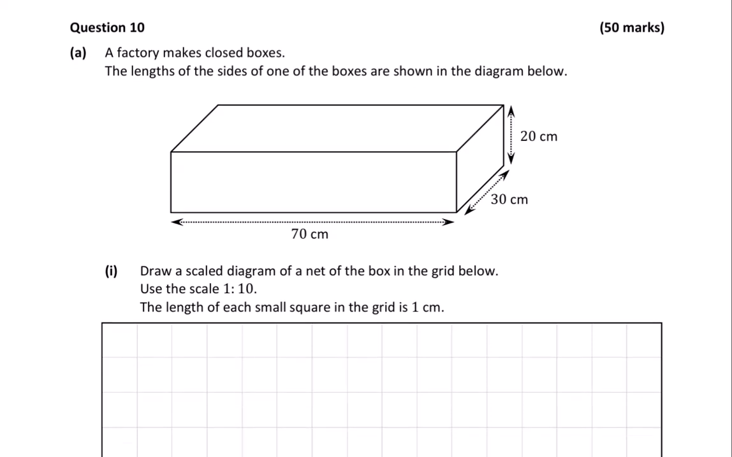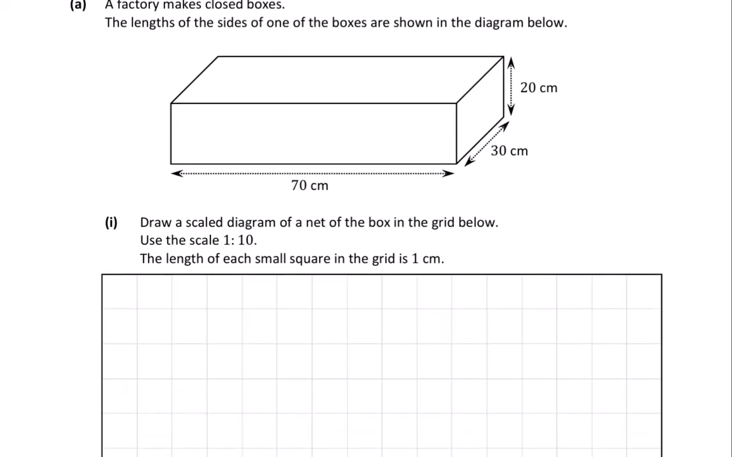Question 10. A factory makes closed boxes. The lengths of the sides of one of the boxes are shown in the diagram below. Draw a scale diagram of the net of the box in the grid below. Use a scale 1 to 10. The length of each small square grid is 1 centimeter.